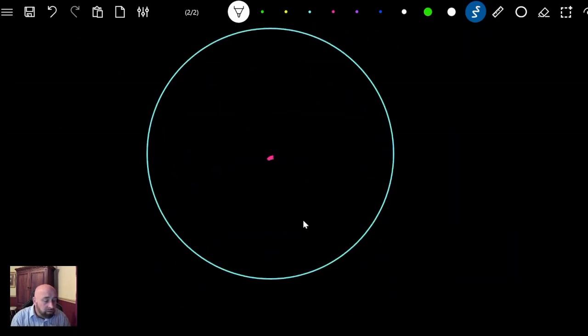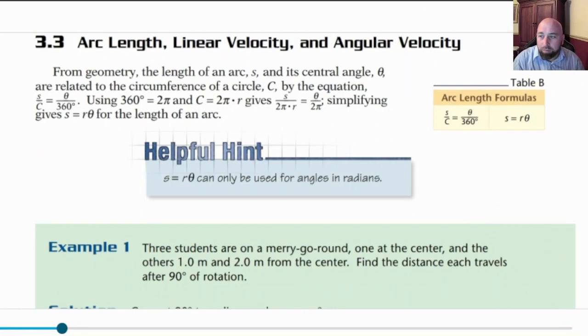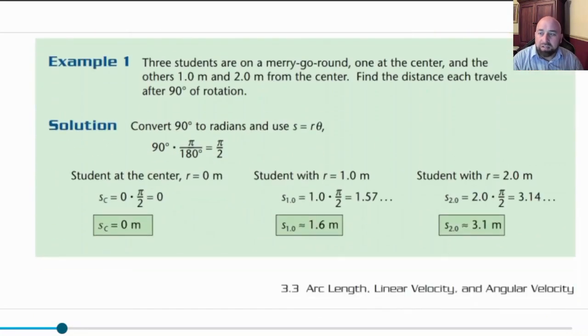All right, so now let's go back to the book. This is the circle that we're going to use, but let's go back over here to the book and look at example number 1. Example number 1: 3 students are on a merry-go-round.